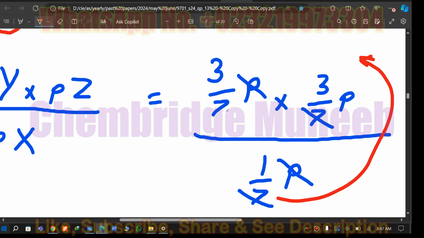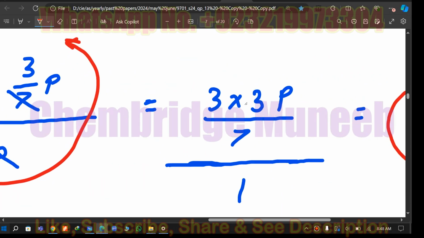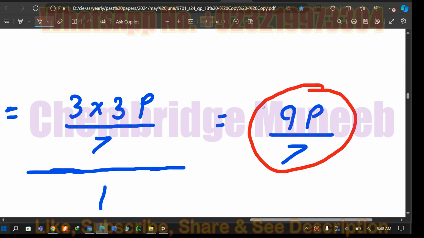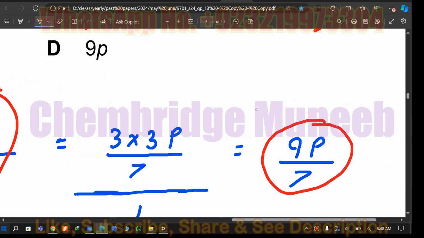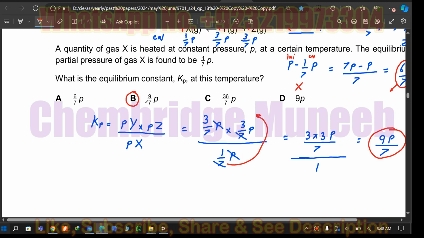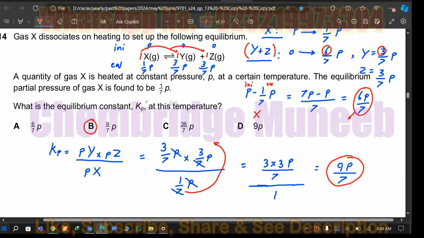Now after doing this cancellation, we get this expression 3 into 3p/7 over 1. Now this means this 3 into 3 will multiply and you will get 9p/7, and that's why the correct option becomes option B, which is 9/7p. And I hope this question is now fully understood by every one of you.